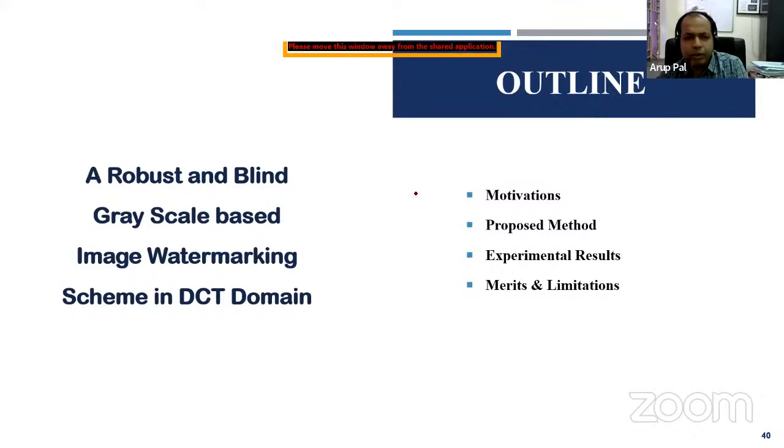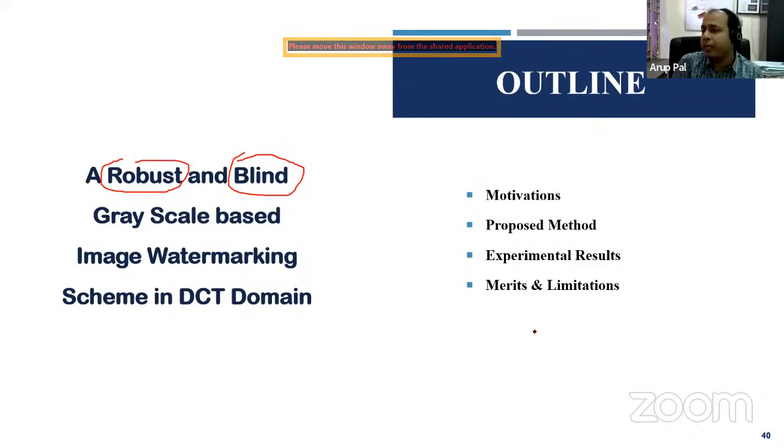So here you want to see how you can design a robust and blind watermarking scheme. There are two types of algorithm: one is called blind watermarking, another is called non-blind watermarking. In blind watermarking, we basically don't need the original watermark or the original cover media to identify the things. And naturally, this is the common scenario.